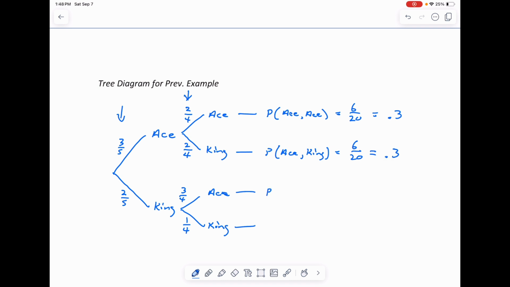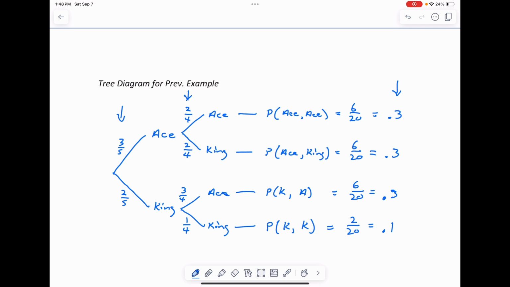The third situation is a king followed by an ace. That's a 2/5 times a 3/4, which is also 6 out of 20. Hopefully the last one is not the same, or we're in trouble, because that's going to be bigger than 1. And then we've got a king and a king, which is 2/5 times 1/4, which is 2/20, or 0.1. And again, because this last column is every possible outcome and their probabilities, this is basically our probability model now, that should add up to 1. 0.3 plus 0.3 plus 0.3 plus 0.1, because that's all of our possibilities for this situation.